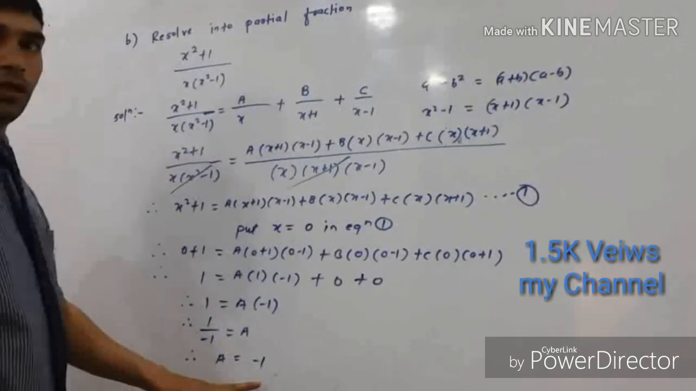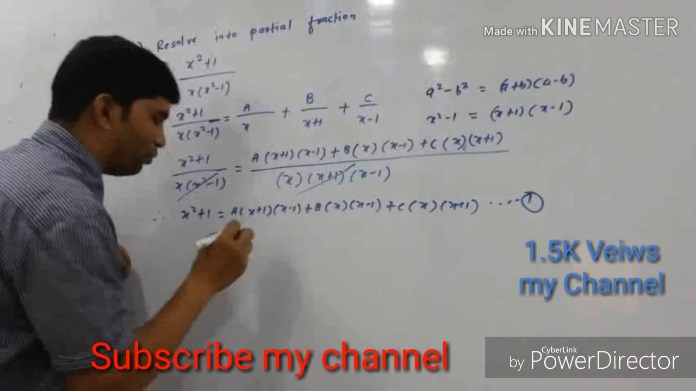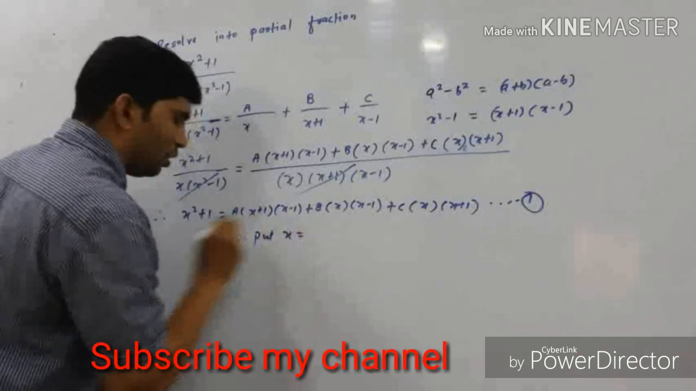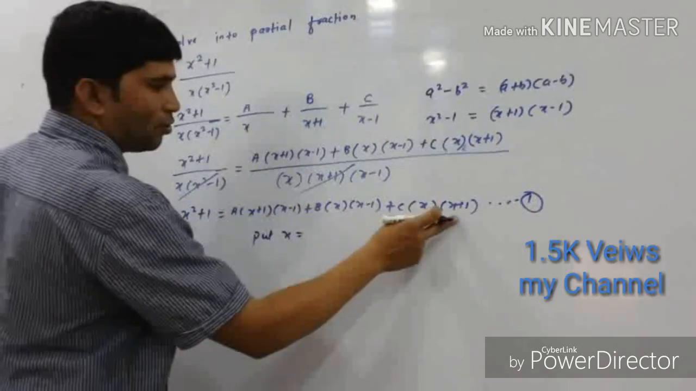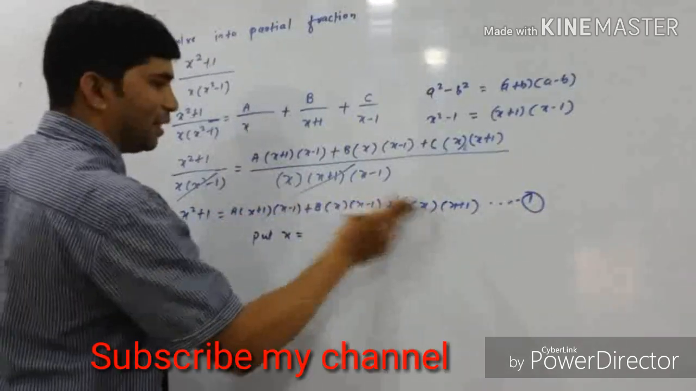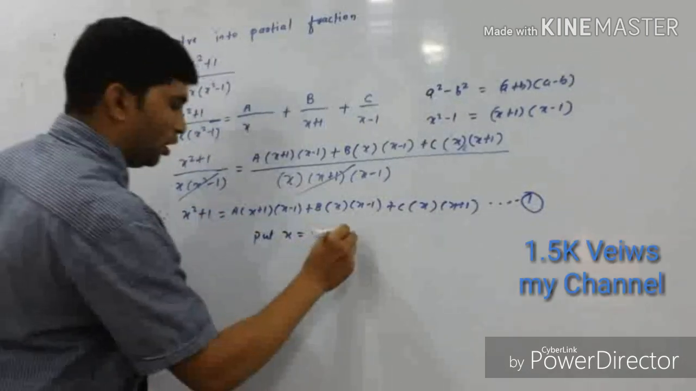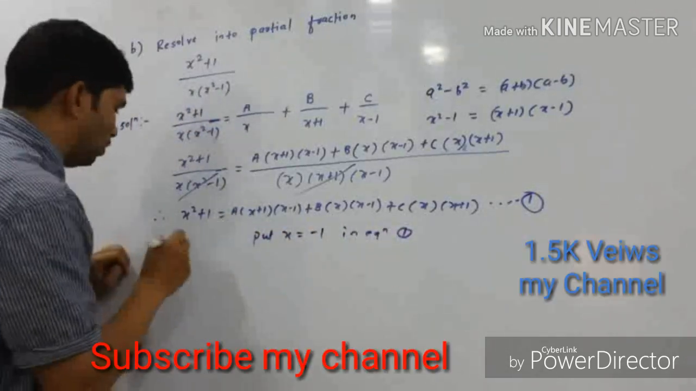We get a is equal to minus 1 here. Now we have to find b. We can put x is equal to minus 1, since x plus 1 appears here and also here, so a and c can be omitted by putting minus 1 in equation 1. So x is equal to minus 1.